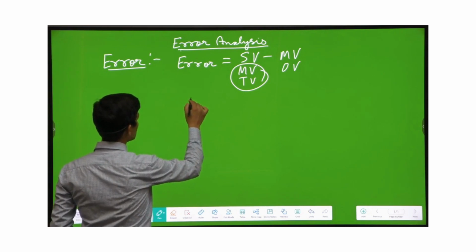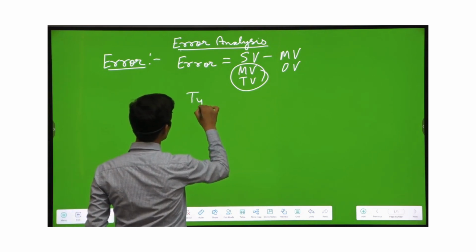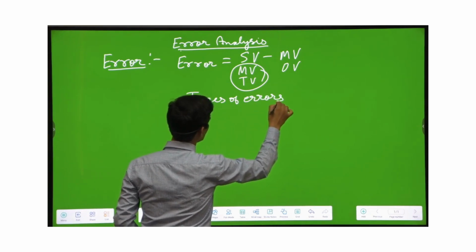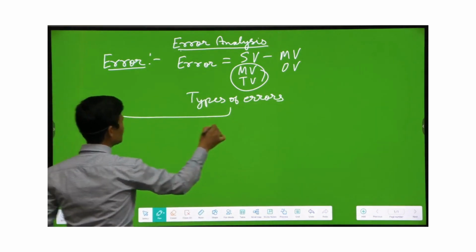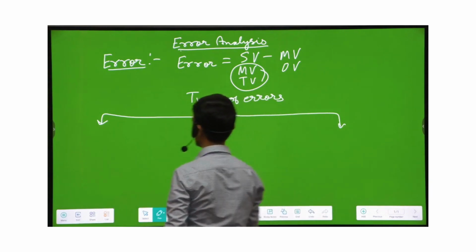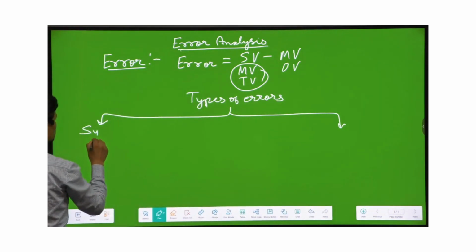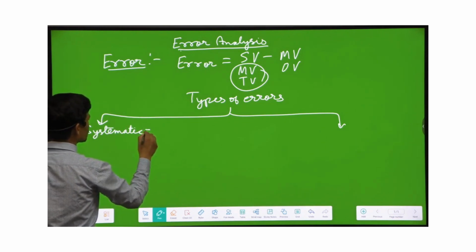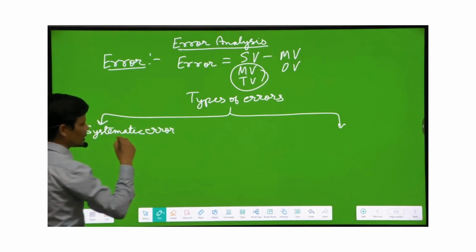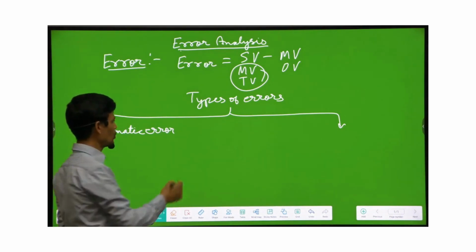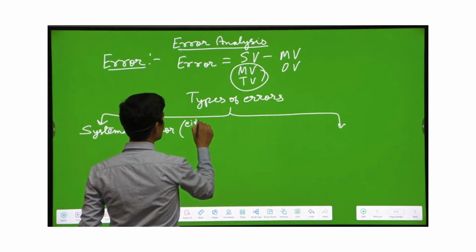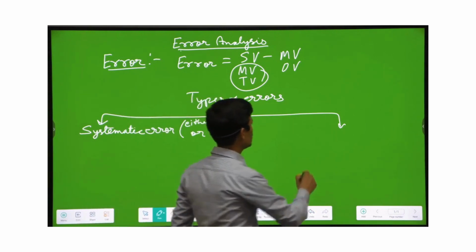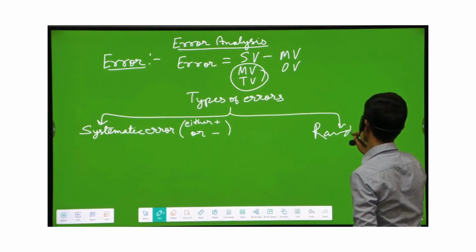So next thing is types of error. Basically, we classify errors in two categories. First, systematic errors. And the other is random error.